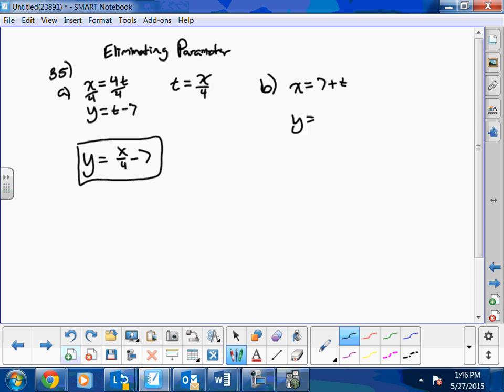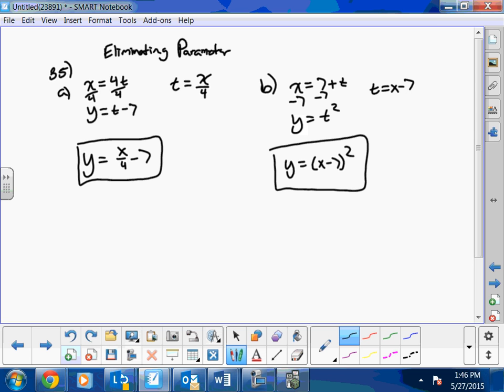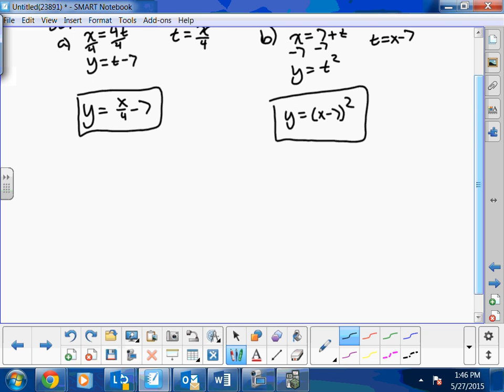Y is equal to t squared. What do I do? I'm going to deal with the top equation. T is equal to x minus 7, so y is equal to (x minus 7) squared. Now this could suffice as an answer unless you need to distribute it. If you find that one of your answer choices does not look like this, go ahead and distribute and see if it becomes it. And then you'll be done with that.